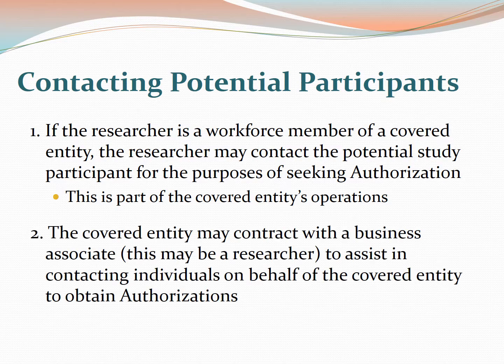The covered entity may contract with a business associate to assist in contacting individuals on behalf of the covered entity to obtain authorizations. So this is sort of getting at the discussion question we had this week. So the covered entity could hire a third party to assist, and that would be very reasonable. When the covered entity enters into a contract with a third party, the third party then is, in essence, acting on behalf of the covered entity as if it was the business of the covered entity, and it is.